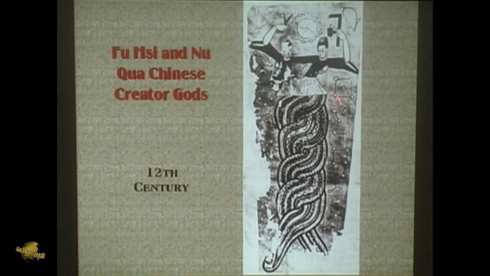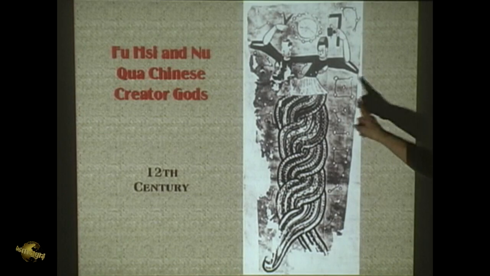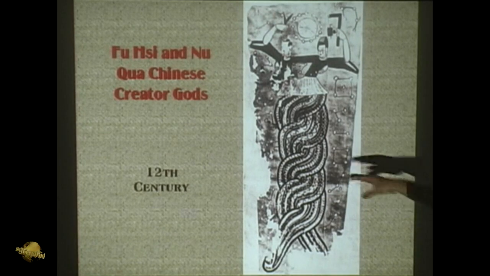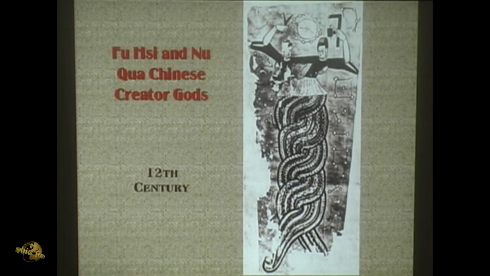We see here surrounding these creator gods are the constellations. We can actually recognize some of them. Here's the Big Dipper, there's Gemini, there's Pegasus, several others over here that are too obscure to really tell what they are. I imagine some of them are probably signs of the zodiac.